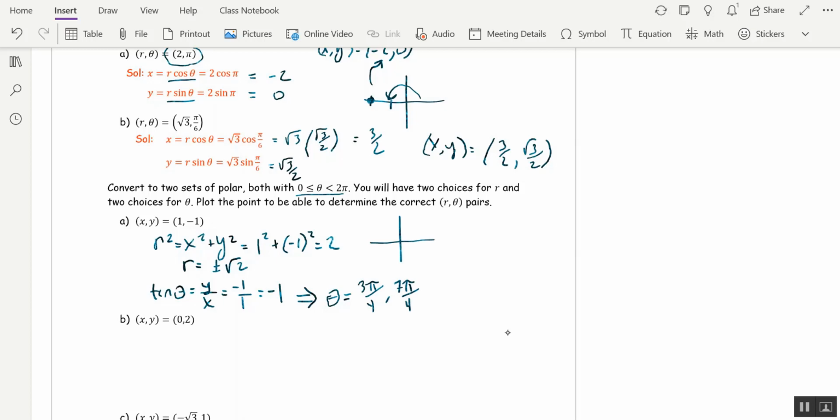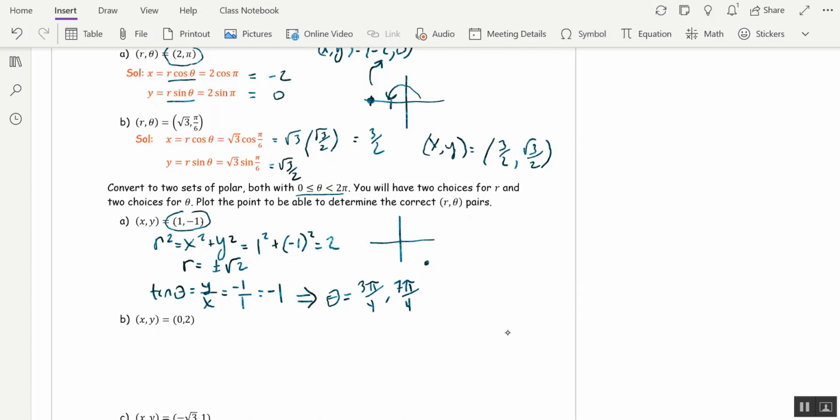Okay, tangent is the slope of the terminal side. So if tangent theta is -1, I'm up here or I'm down there. Okay, now I need to put my r's together with my thetas correctly. So here's the part where you want to plot the actual point you're given. My point, x equal 1, y equals -1, is in quadrant 4. So I'm not up here, I'm down here. I'm in quadrant 4.